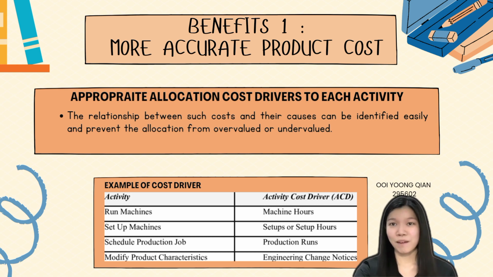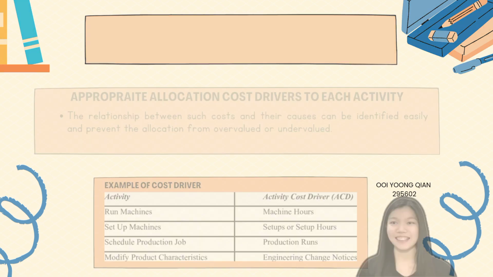There are several examples of cost drivers, such as the activity of running machines with the cost driver of machine hours. The activity of setting up machines is calculated under the cost driver of setup hours. Moreover, the activity of scheduling production jobs uses the cost driver of production runs. And thus, we will know that ABC is able to provide more accurate information for cost management, and it may help in making the right decision.